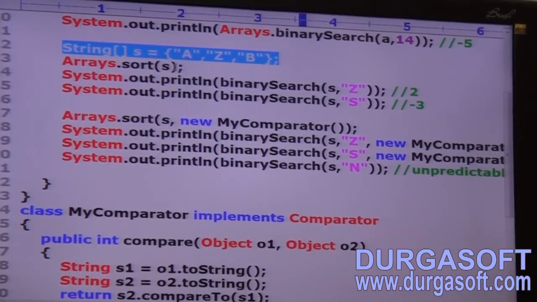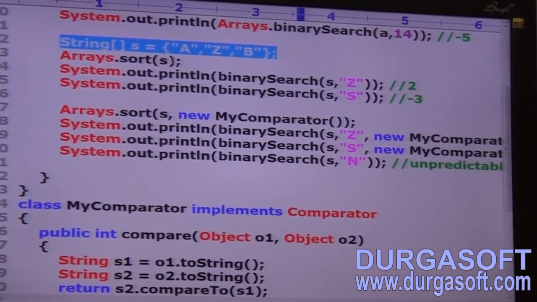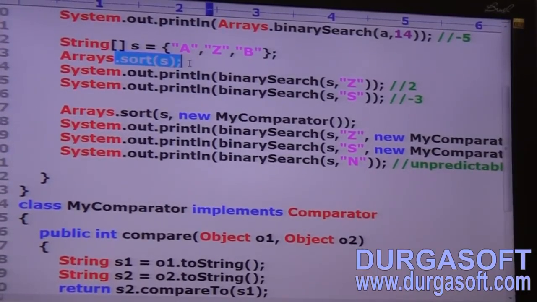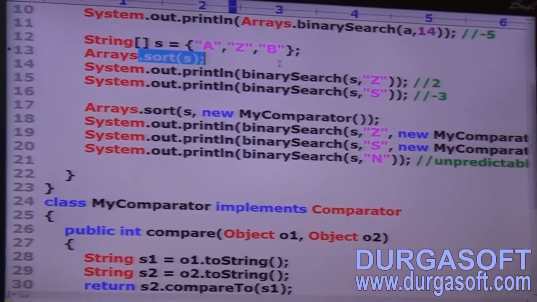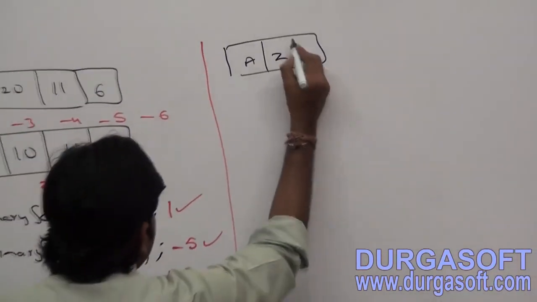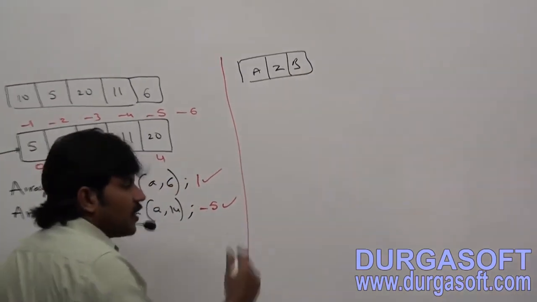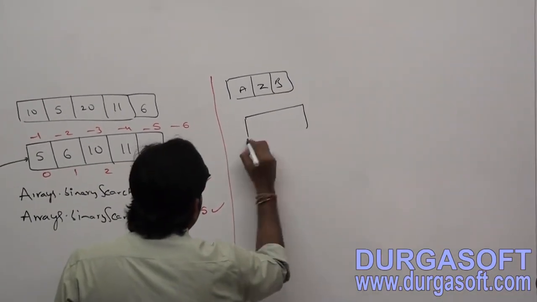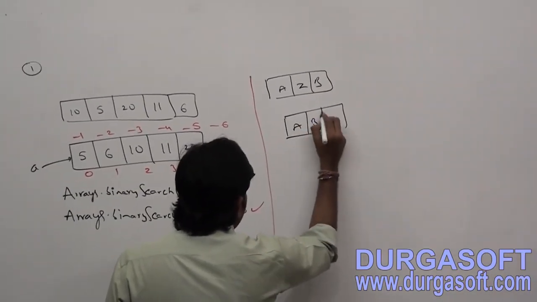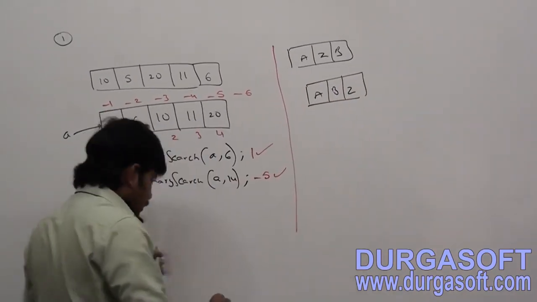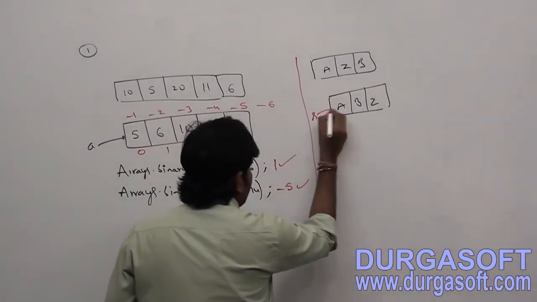Sir, is sorting based on default natural sorting or customized sorting? Default natural sorting. Now after sorting, observe the second part. The original array is A, Z, B. After sorting, this array will become A, B, Z. This is now named S.